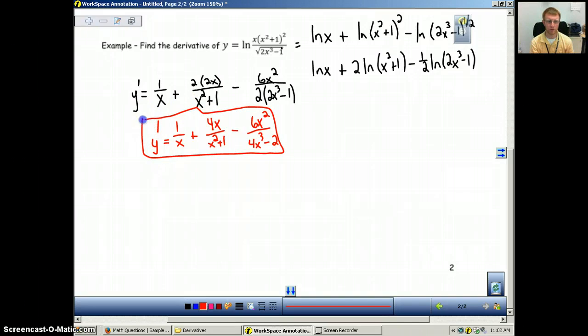So the goal of some of these problems is to first break them down, separate the logarithm so it's all single terms that we can take the derivative of without doing chain rule, without doing product rule, things like that. It makes it a whole lot easier to do this. So hopefully that makes sense.